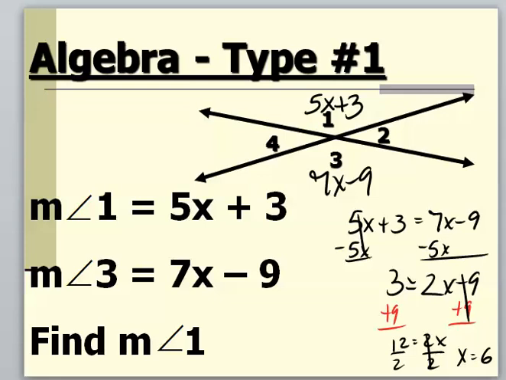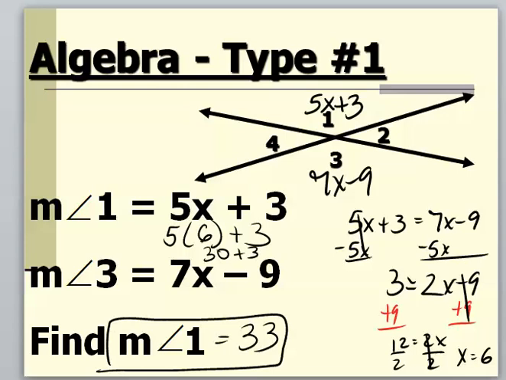This problem asks to find the measure of angle 1. So we're going to go back and plug in a 6 for x. 5 times 6 is 30, plus 3 is 33. One way you can check your answer is to plug this x value in for the other angle, for angle 3. 7 times 6 is 42, minus 9 is also 33. That should have happened. They're vertical, so they should be the same measure. We know we got this problem correct.